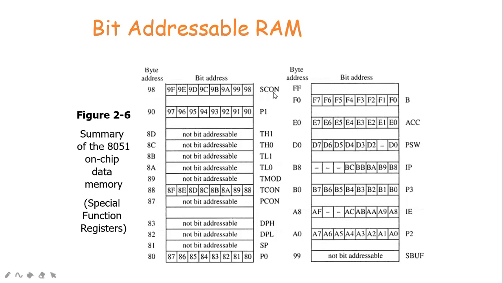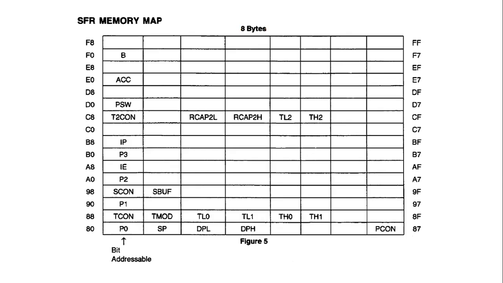And the SCON register, it is the serial control register, a special function register. And E0 and F0: E0 is the address location for the accumulator, and F0 is the address location for the B register. The SBUF address is 99H. This is the special function register memory RAM from 80 to FFH.